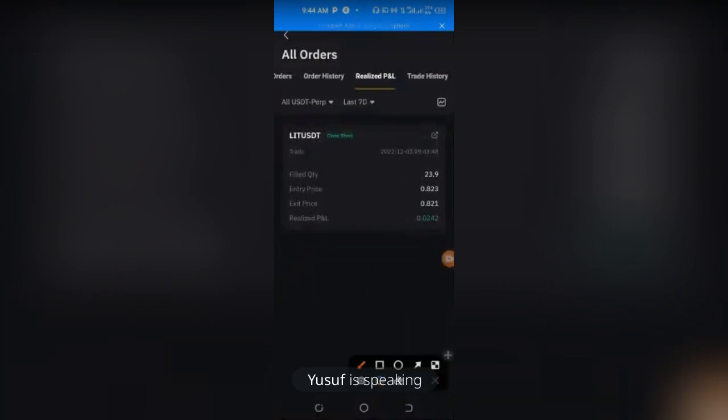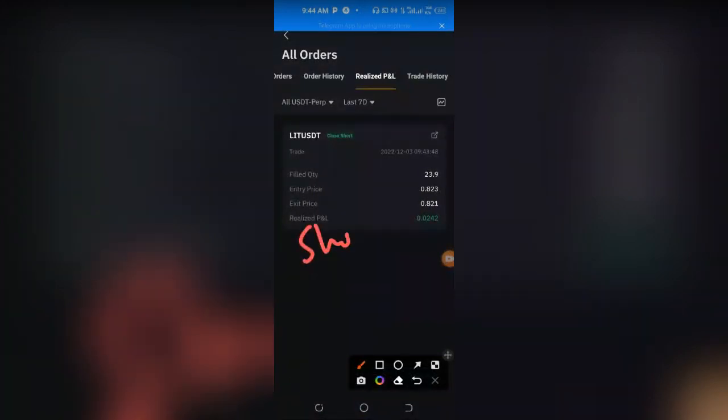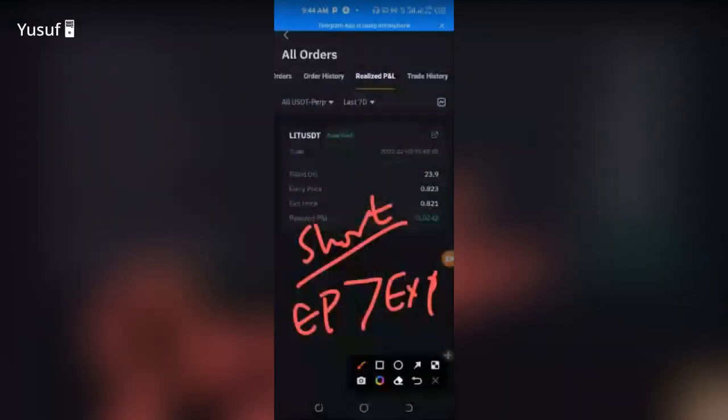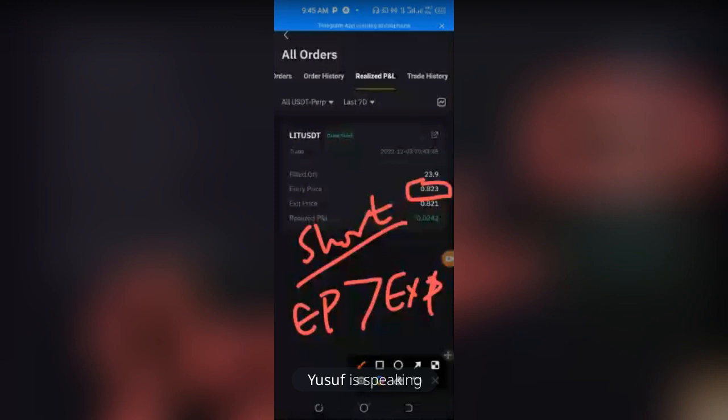Before you can make profit on a short trade, note this. On a short trade, the entry price, EP, must be greater than exit price. So this is how short works. Entry price EP must be greater. Like as you can see now, entry price is 0.3, then exit price is 0.2. Exit price must be lesser to have a profit on short.